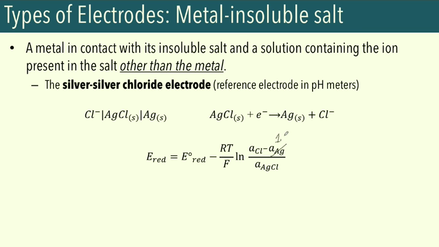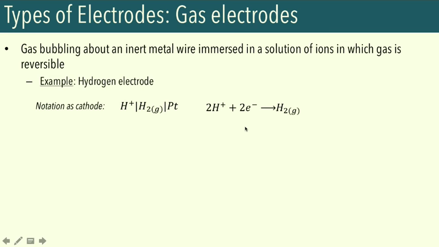Okay, so we could see here that the reduction potential is mostly just sensitive to chloride ion concentration. Okay, so a next type of electrode is the gas electrode. So actually, we've seen an example of this earlier. So overall, for a gas electrode, you have a gas bubbling about an inert metal wire immersed in a solution of ions in which the gas is reversible. Okay, so the most common example of this is, again, the hydrogen electrode.